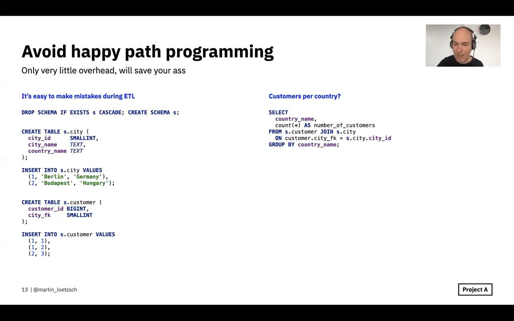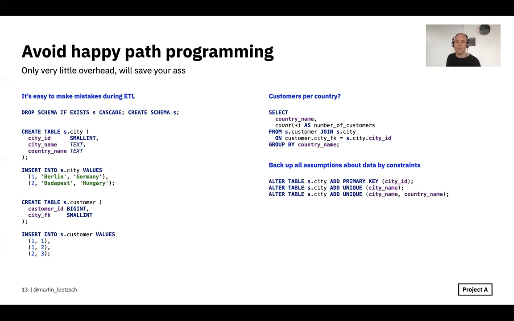That's why. And it's only very little overhead, and will really save you time and frustration. Basically, we always back up the assumptions that you have about data with constraints. What does that mean? First of all, you add a primary key to the city table. That makes sure that there are no null values in the city ID, but it also makes sure that each ID is only once in the table.